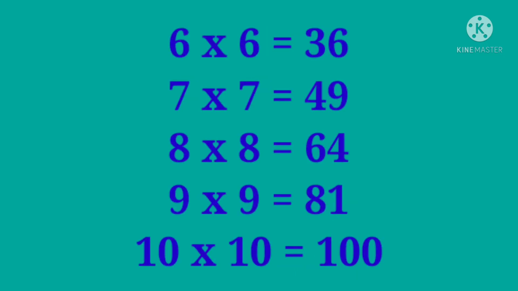So 5 square is 25, 6 square is 36, 7 7 is 49, 8 8 is 64, 9 9 is 81, and 10 10 is 100. So 5 5 is 25 is missing.